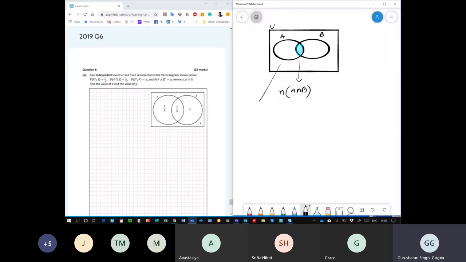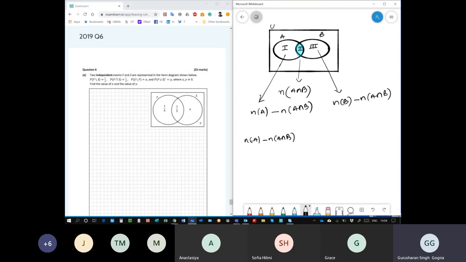And this part here represents the number of elements in A minus A intersection B. And this part here represents the number of elements in B minus A intersection B. Okay, so I'm just talking about the blank part there. Let's call these region number 1, region number 2, and region number 3.